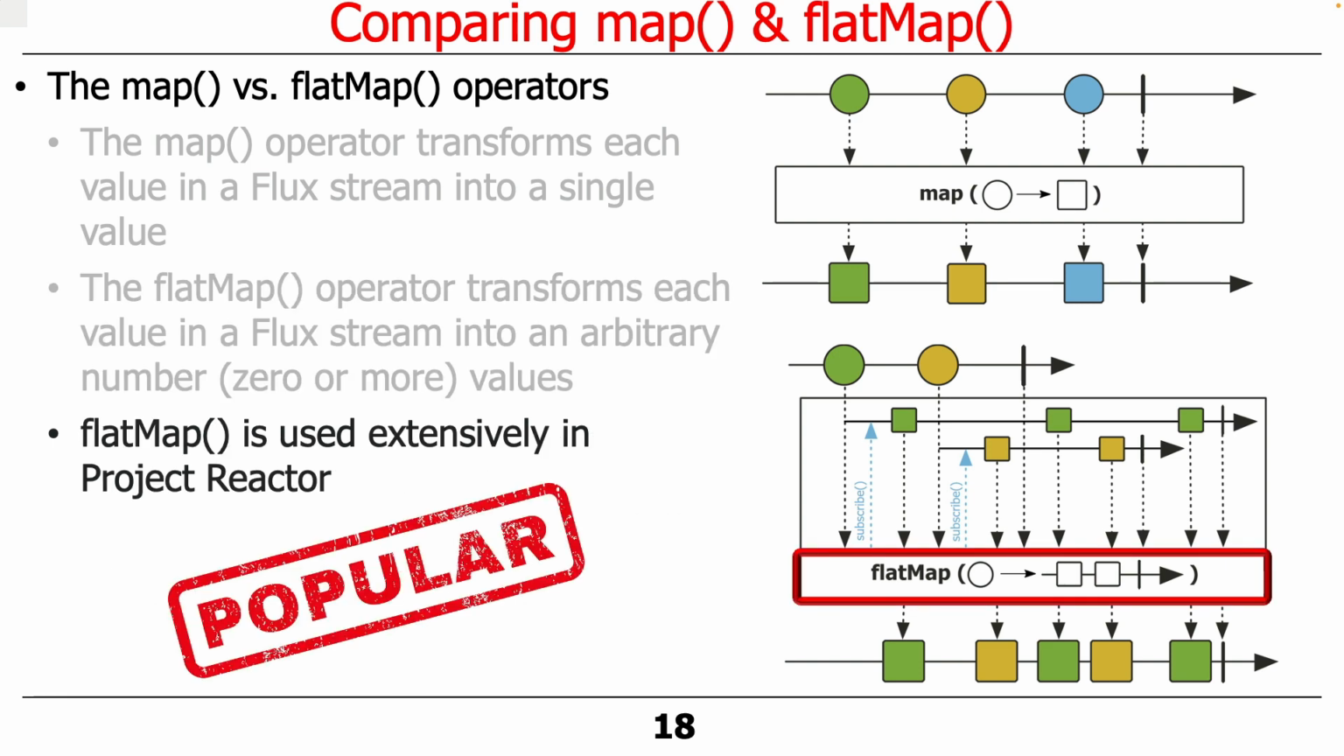flatMap is very, very popular in Project Reactor. You see it used all the time. It's interesting because when you are used to programming with Java streams, you'll often use map. It's very, very common. You sometimes use flatMap, unless you're trying to do parallel processing, in which case you should use mapMulti. But with Project Reactor and RxJava, for that matter, flatMap is the go-to transforming operator. So you'll get a chance to play around with that. It's actually quite cool, especially when you combine it with the flatMap concurrency idiom that we just talked about.